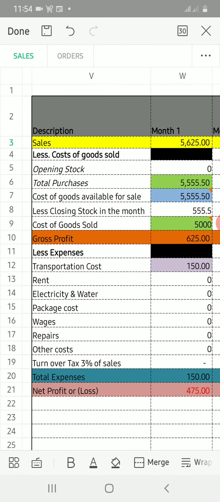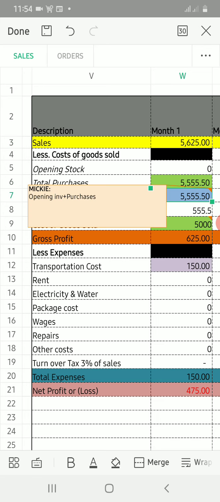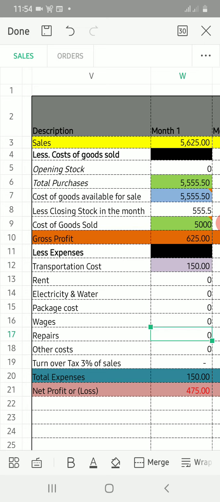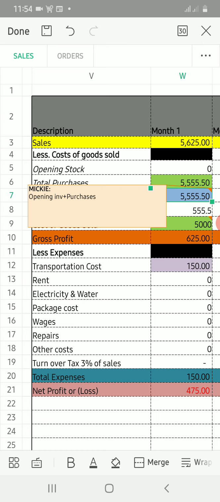Then now you'll have to subtract the cost of goods sold from the sales, and most of the sales here are automated. The ones you can see color on them, they have formulas and some comments. Like in this case, the cost of goods available for sale, it will be the opening stock plus the purchases. All right, from the goods that you purchased.